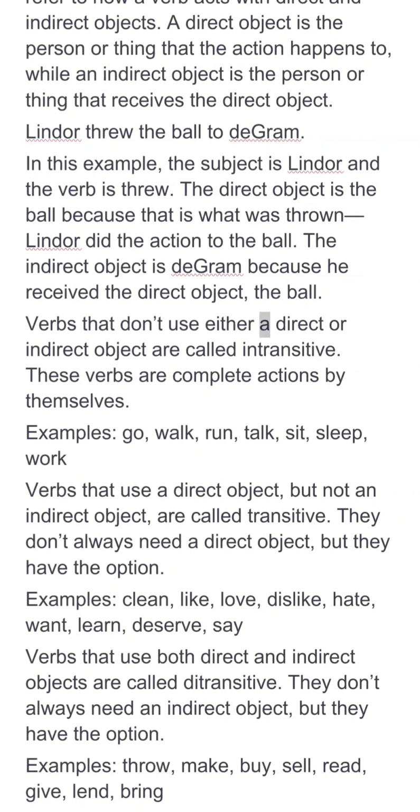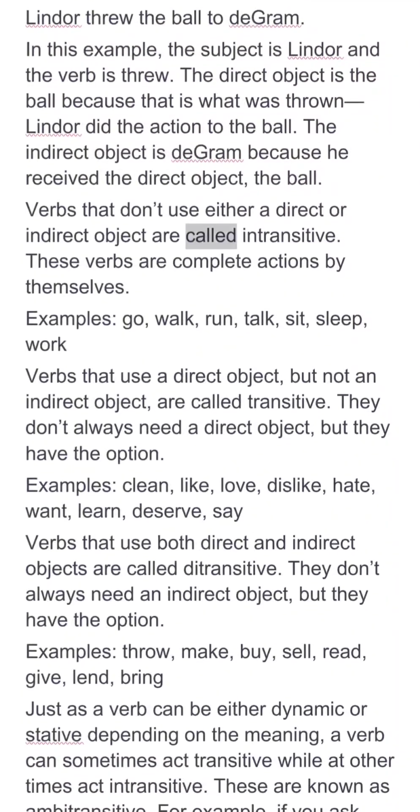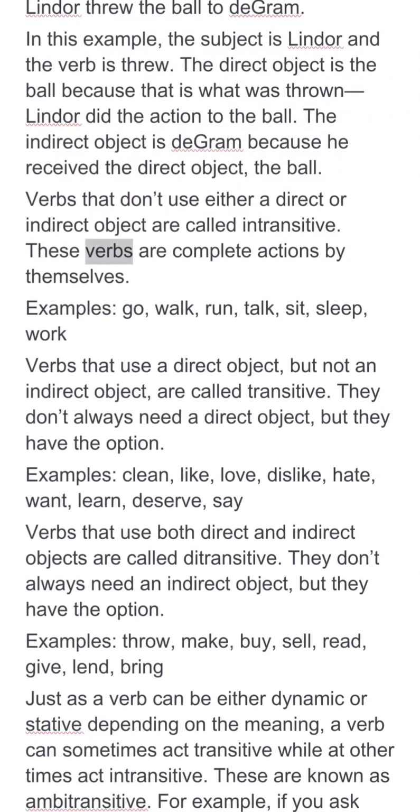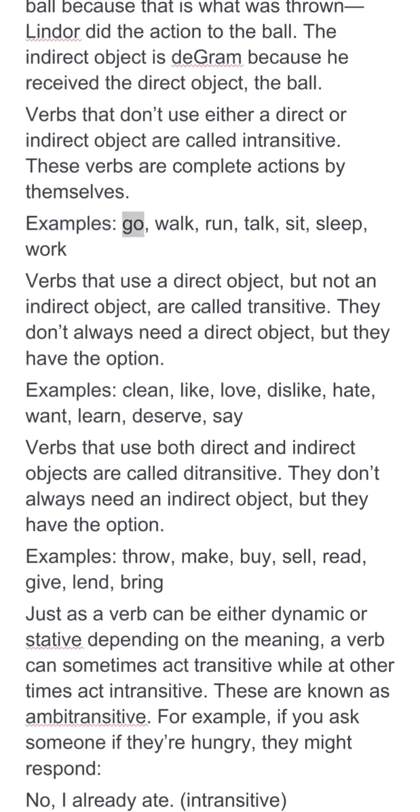Verbs that don't use either a direct or indirect object are called intransitive. These verbs are complete actions by themselves. Examples: go, walk, run, talk, sit, sleep, work. Verbs that use a direct object, but not an indirect object, are called transitive. They don't always need a direct object, but they have the option. Examples: clean, like, love, dislike, hate, want, learn, deserve, say.